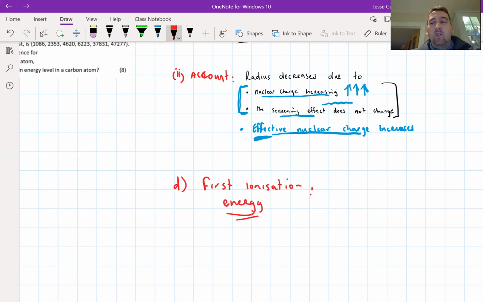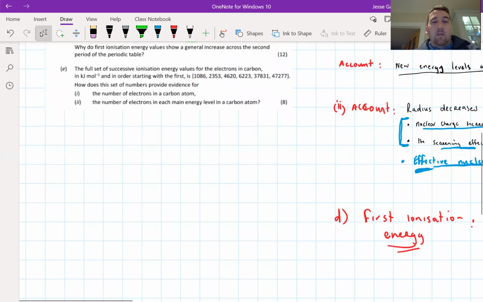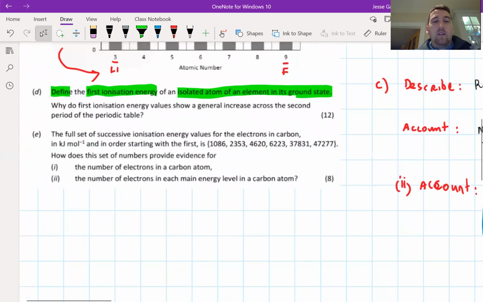It's the minimum energy required to remove the most loosely bound electron from an atom in its ground state, or from a mole of atoms in the ground state. All right, so again, rewind that back and listen to me saying it if you need to check, or if you didn't get it and you need to write it down. Let's look at the next bit.